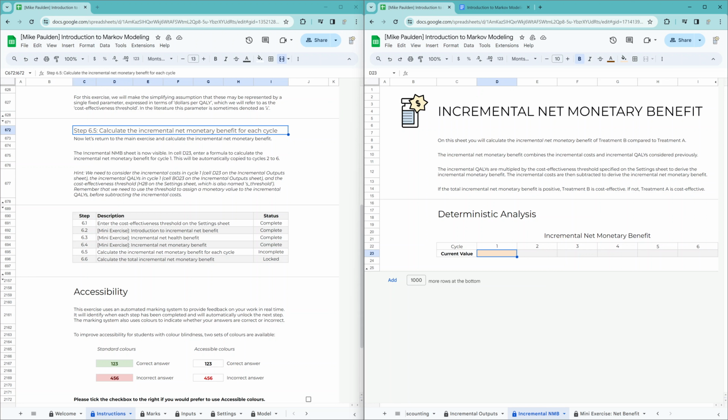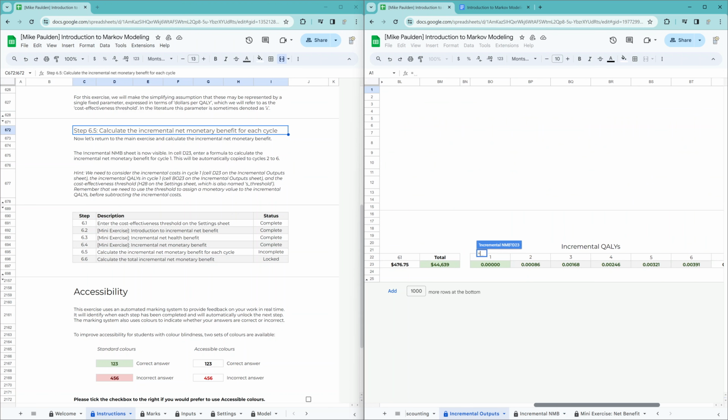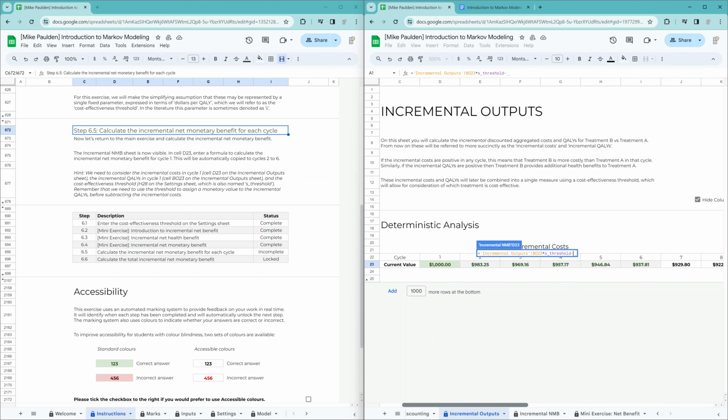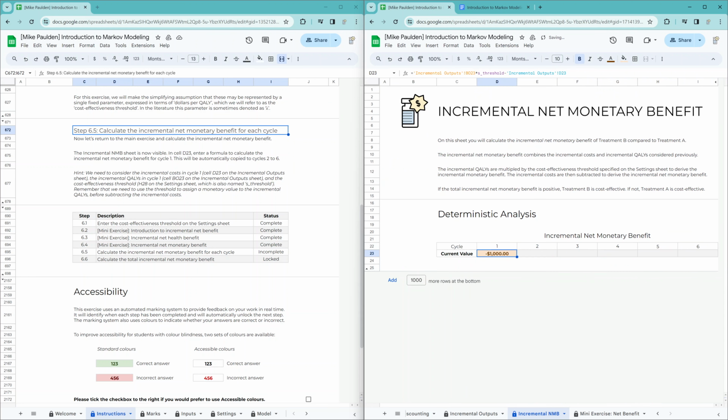So we need a formula that takes the incremental qualies gained. Well, that was on the incremental output sheet, and we calculated it. And remember, we're doing this for each cycle, so it's going to be this one. And we need to value that by multiplying by the threshold. So multiply by S underscore, and you can see S underscore threshold. There we go. So we've multiplied the qualies gained, the incremental qualies, by the threshold. We now subtract the incremental costs. So subtract, and let's go across, and we click on this one. So for cycle 1, D23, and then we press enter.